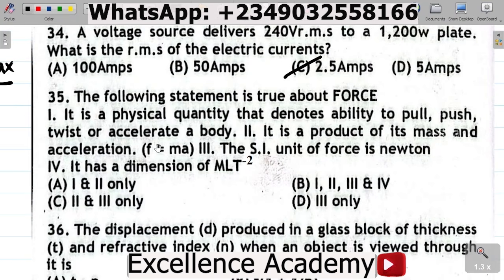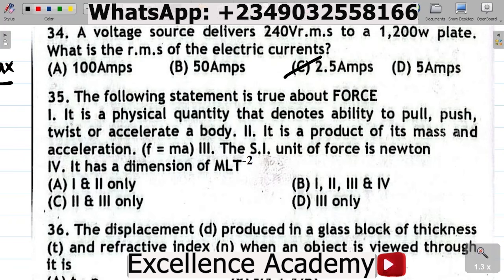Okay, next up, 35. The following statement is true about force. Number one, it is a physical quantity that denotes ability to pull, push, twist, or accelerate a body. Number two, it is a product of its mass and acceleration. That's force equal to mass times acceleration. Number three, the SI unit of force is Newton. Number four, it has a dimension of MLT to the power minus 2. So which of this is the correct answer? Let's analyze them one after the other.